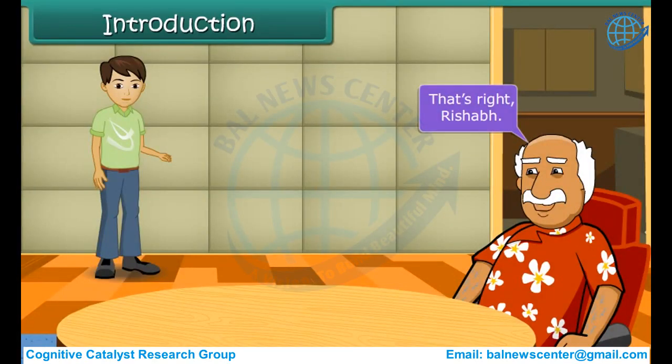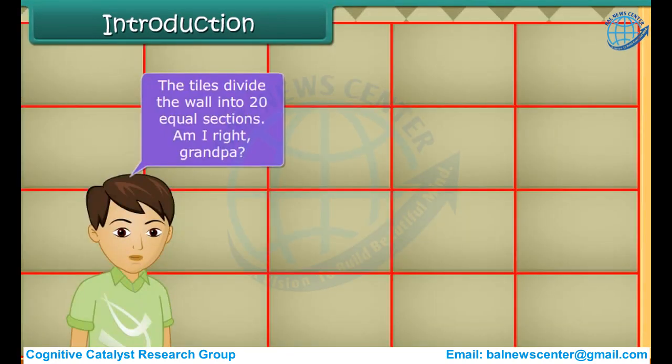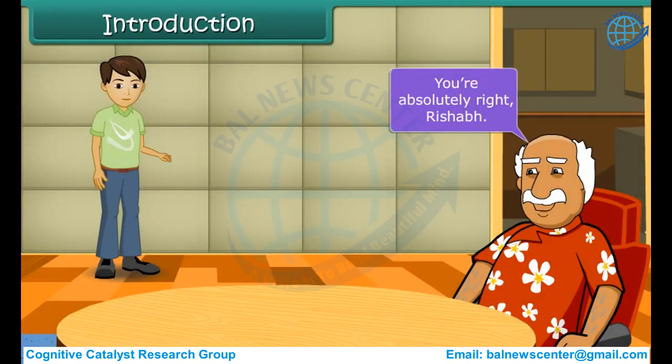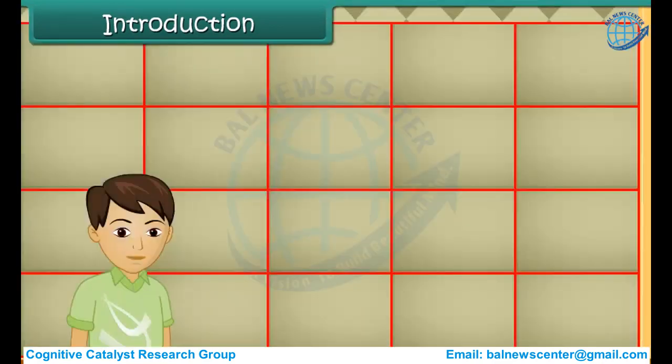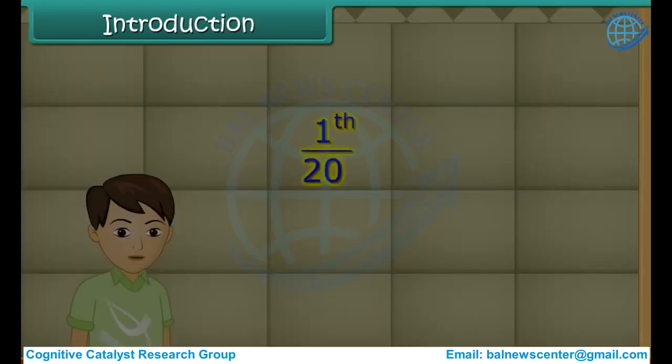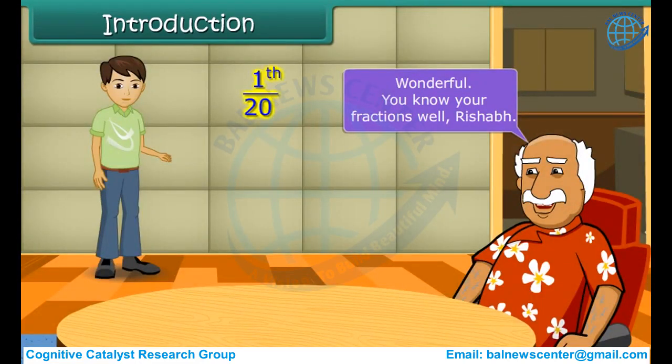That's right, Rishabh. The tiles divide the wall into 20 equal sections. Am I right, Grandpa? You are absolutely right, Rishabh. Each section represents 1/20th of the whole wall, Grandpa. Wonderful! You know your fractions well, Rishabh. In this lesson, you will learn more about fractions.